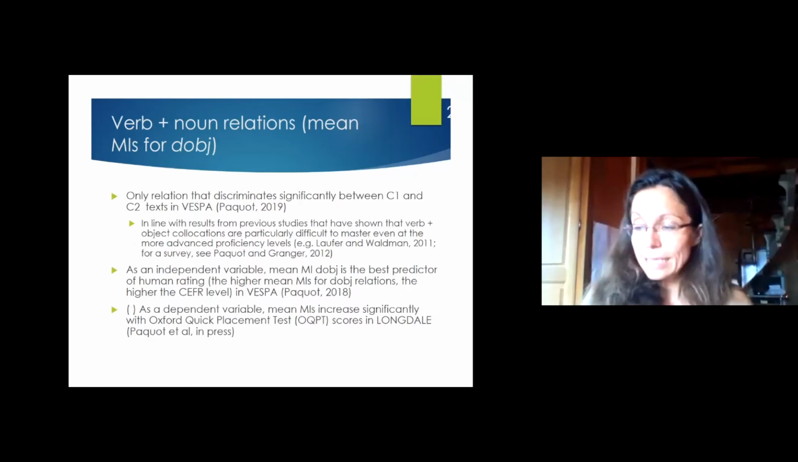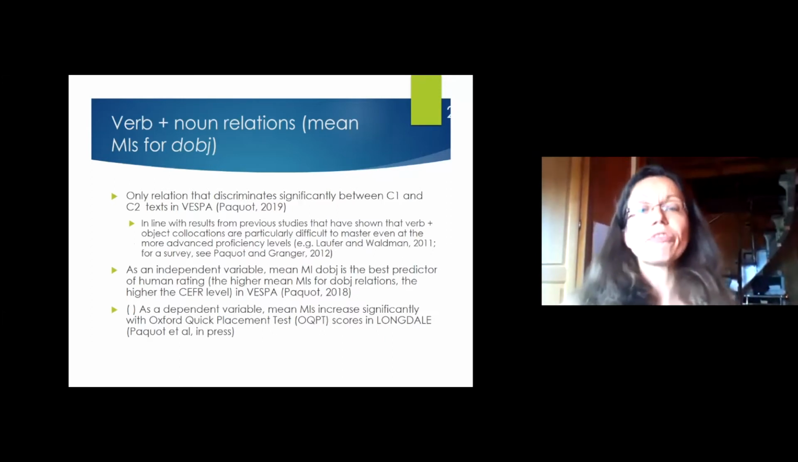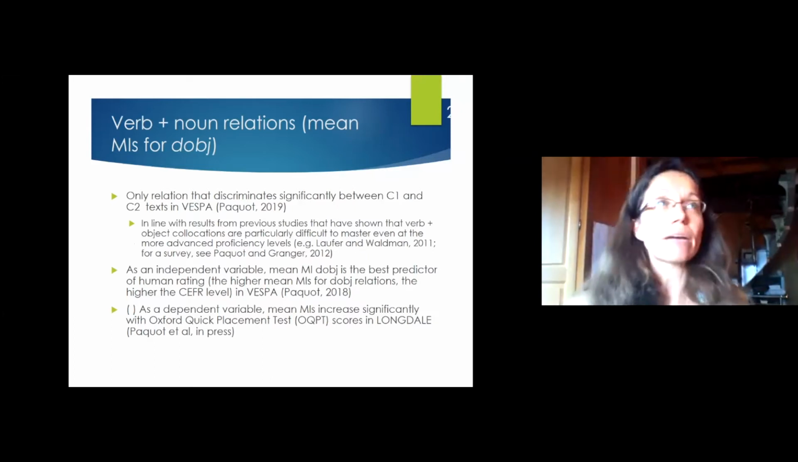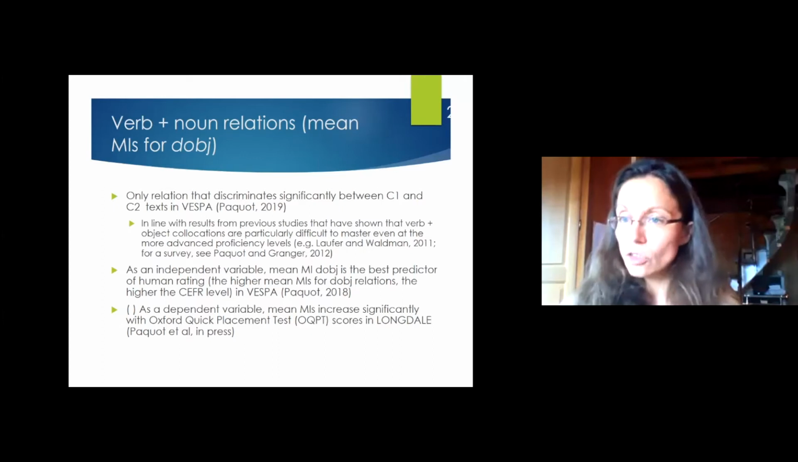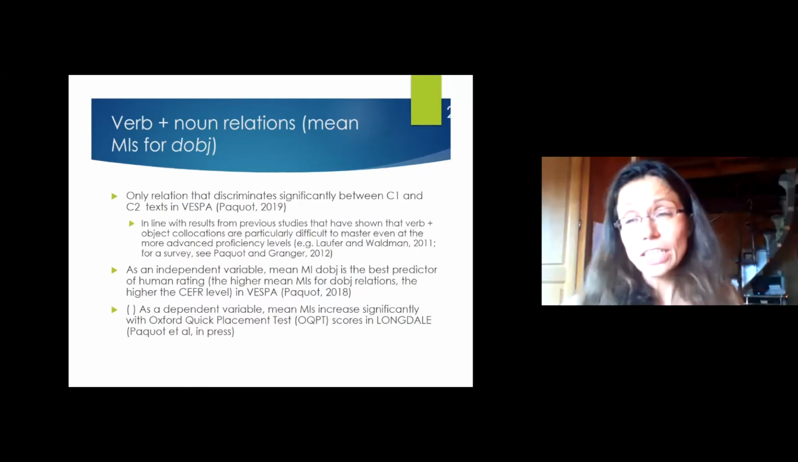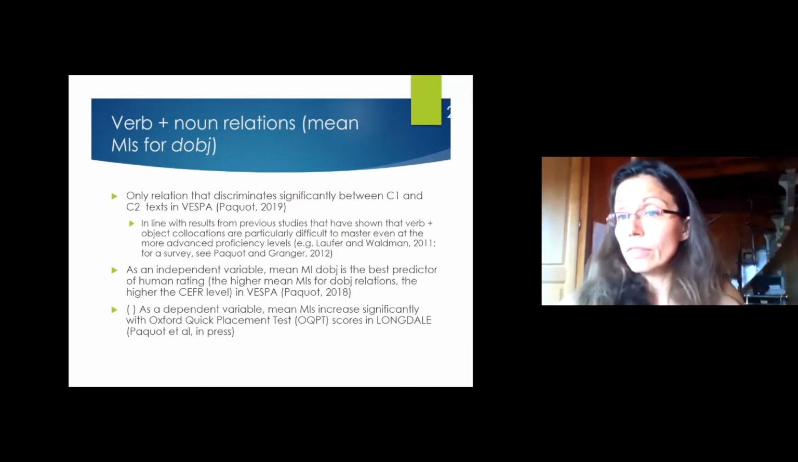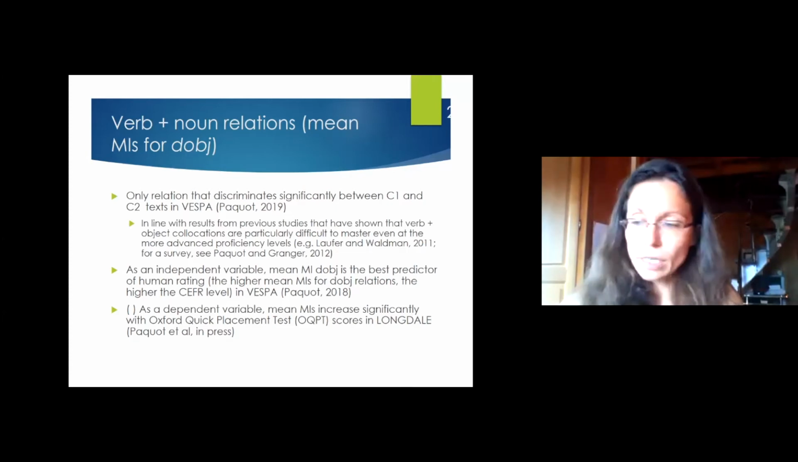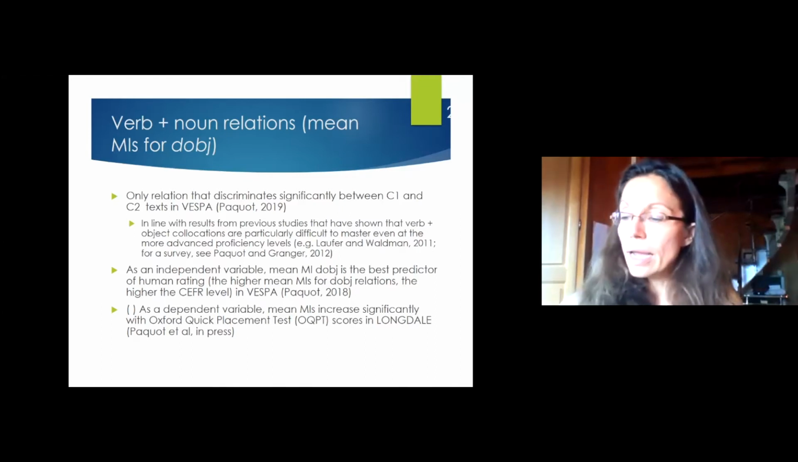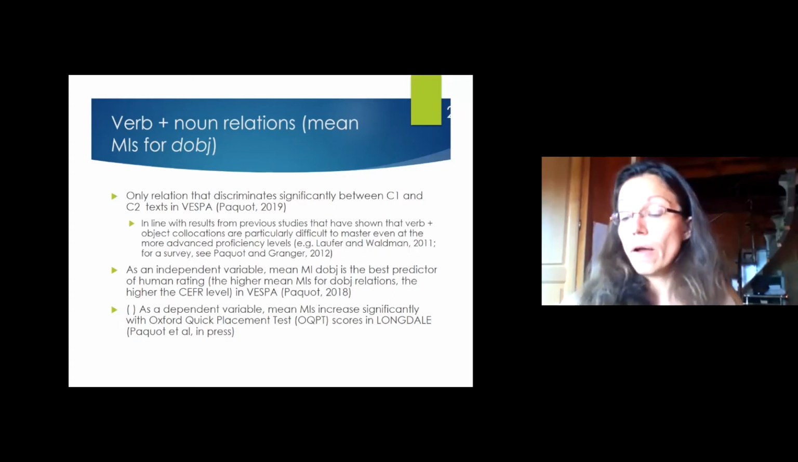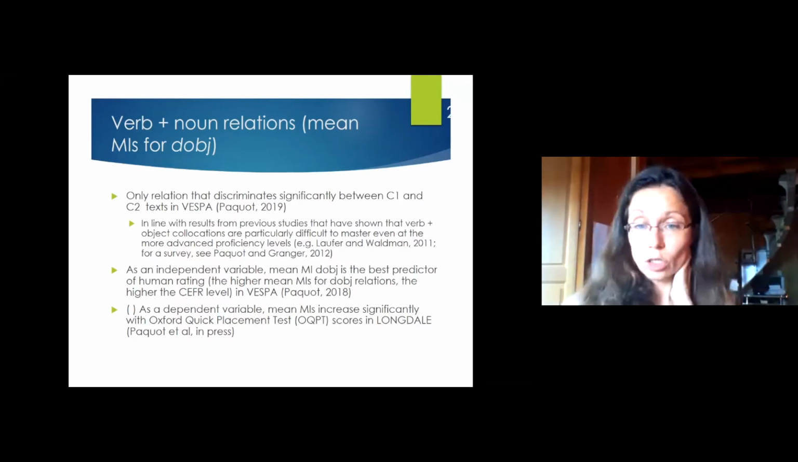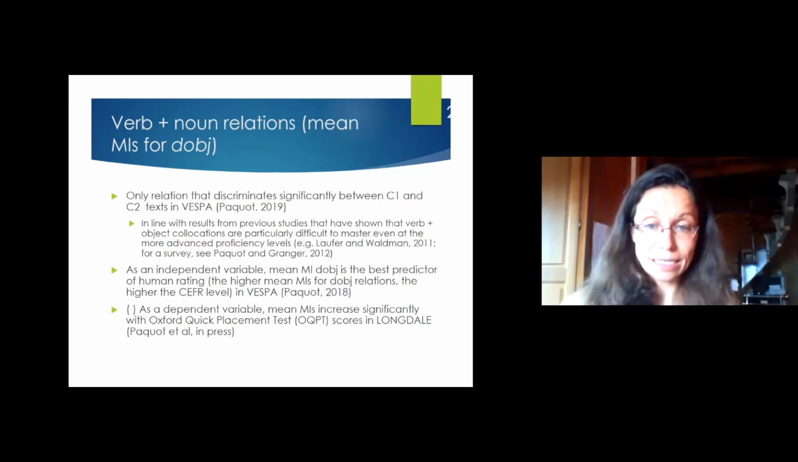Just to provide an example, relational collocations in the form of verb plus noun, verb plus nominal direct objects are the only relations that discriminate significantly between the C1 and the C2 texts, which is in line with results from previous studies that have shown that verb plus object collocations are particularly difficult to master even at the more advanced proficiency levels. In addition, as an independent variable, mean MI scores for verb plus nominal direct objects are the best predictor of human rating. And when looking at the Longdale corpus, mean MI scores were also found to increase significantly with Oxford Quick Placement Test scores.